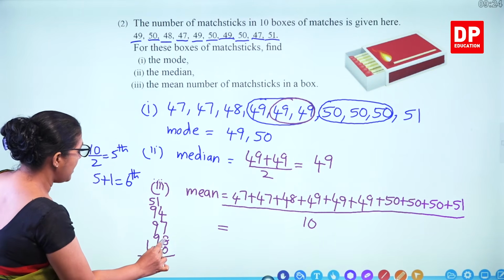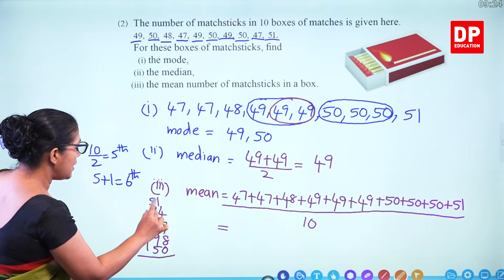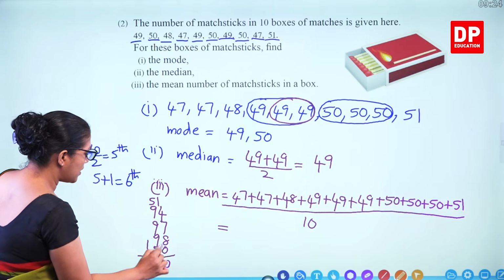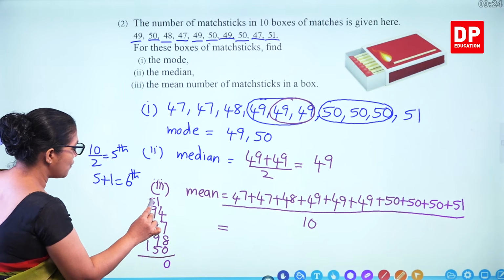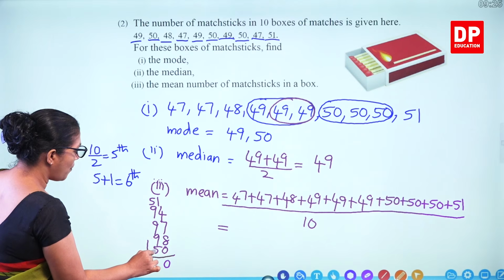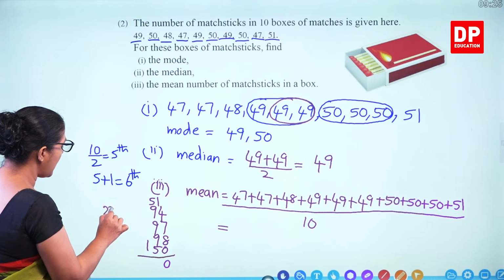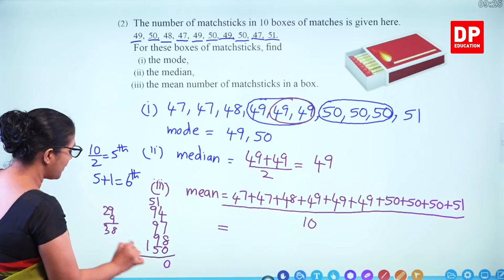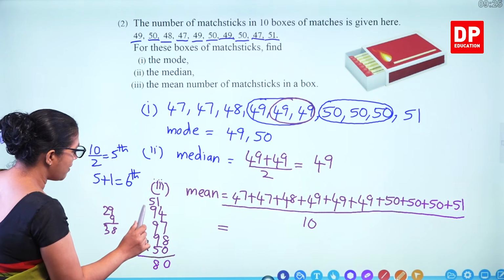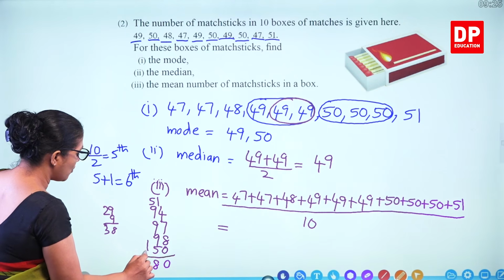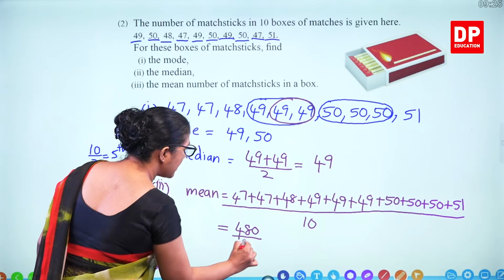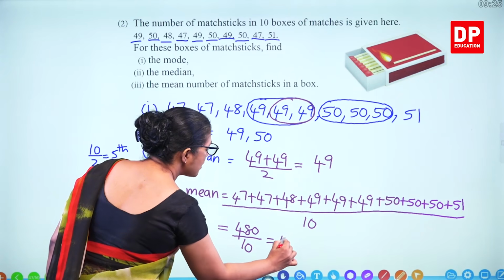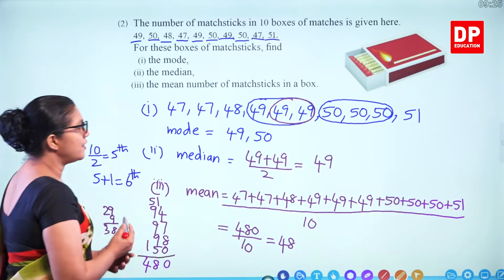So when you add it, 8 plus 7, 15, 15 plus 5, 20, 1 remaining, 10, 19, 20, 24, 24 plus 5, 29, 29 plus 9, 38, and 3 remaining, and this one, so you get 4. 480 divided by 10, that means 48 is the mean value.